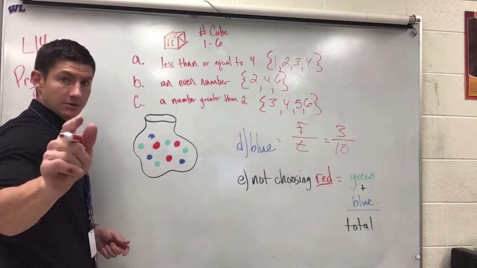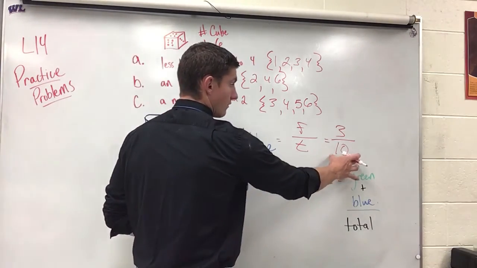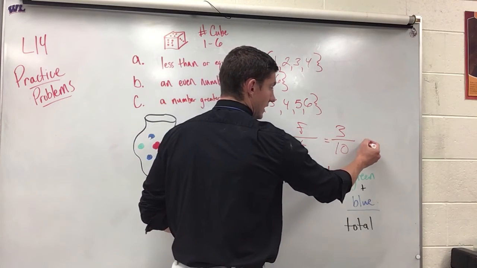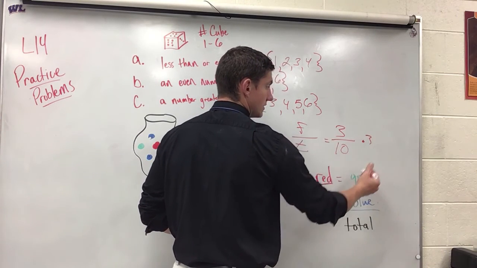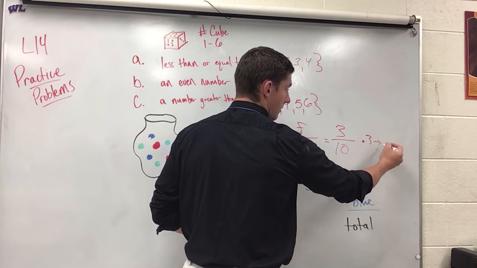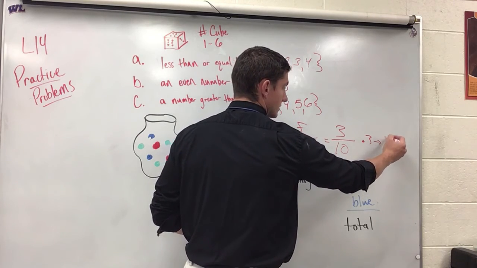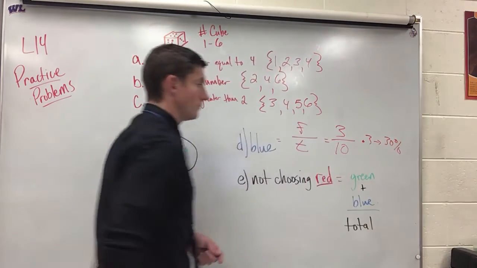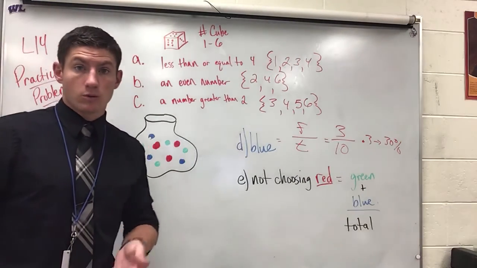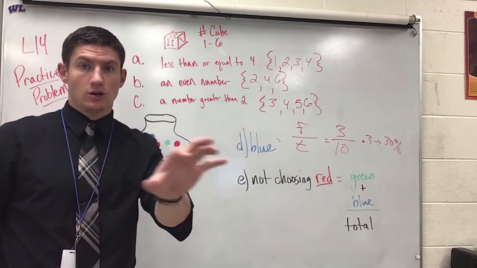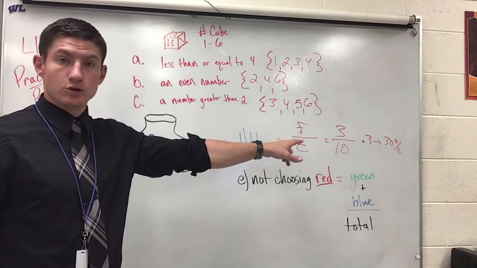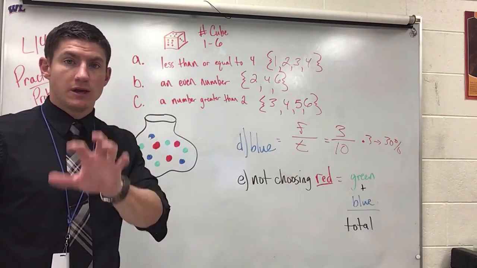Now the next step that you're going to need to master is to make sure you can turn that fraction into a decimal. 3 divided by 10 equals 0.3. Turn that into a percent by multiplying by 100, which gives us 30%. When we're dealing with probability, being able to work with percents, fractions, and decimals is important, and a really easy way is to be able to use that conversion and always be able to do that.